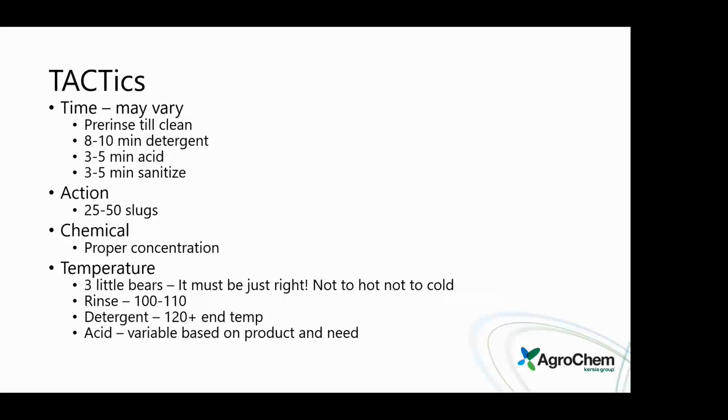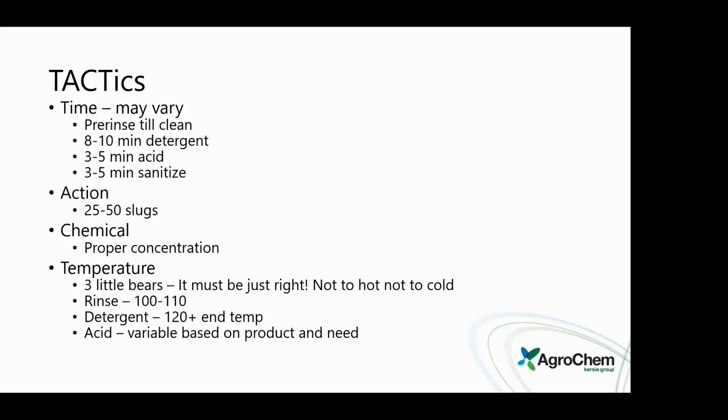So time, when we're looking at a traditional wash system: pre-rinse till it's clean, and 8 to 10 minutes on detergent time. Again, this can vary by manufacturer and setup and system that you have, but these are some good basic guidelines. 3 to 5 minutes on the acid, 3 to 5 minutes on a sanitize cycle.